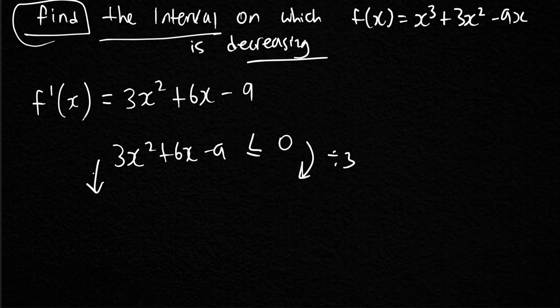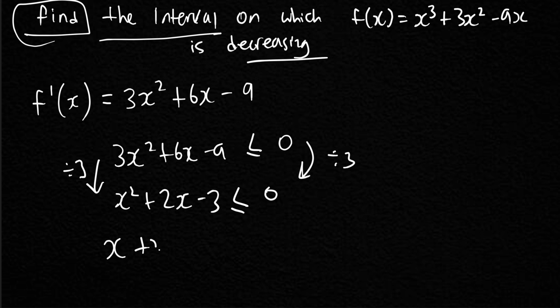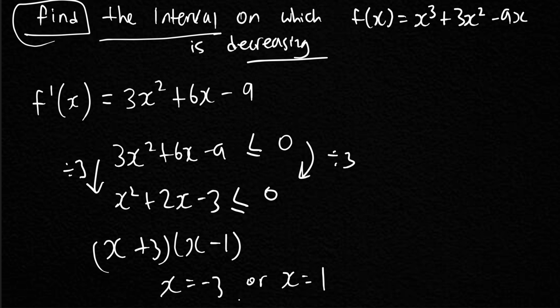So we can divide all by 3 to give us x squared plus 2x minus 3, and 0 divided by 3 is just going to be 0. And we can factorize this. X squared plus 2x minus 3 is going to factorize into x plus 3 and x minus 1, I believe. Yep. And then we can just solve for x. So this is basically just the same as equaling 0, so x equals negative 3 or x equals 1, right?